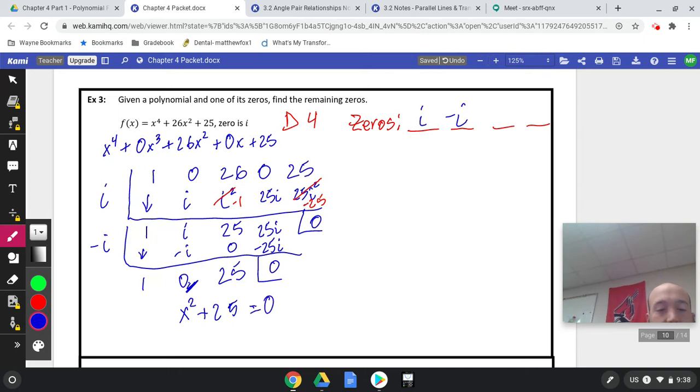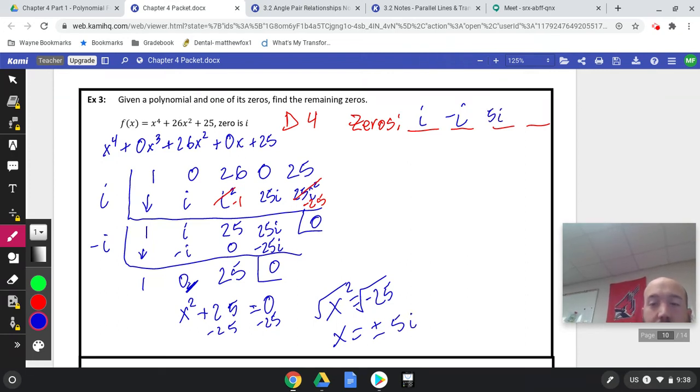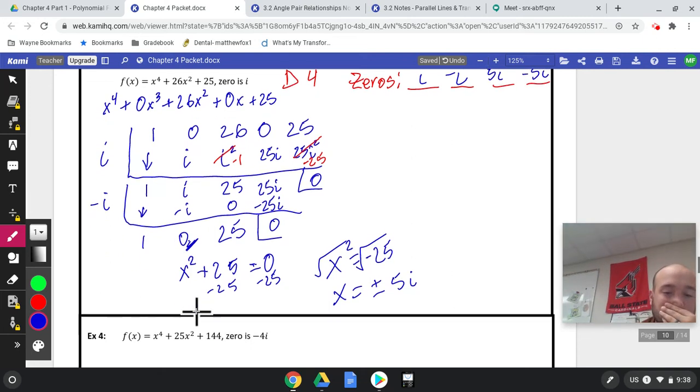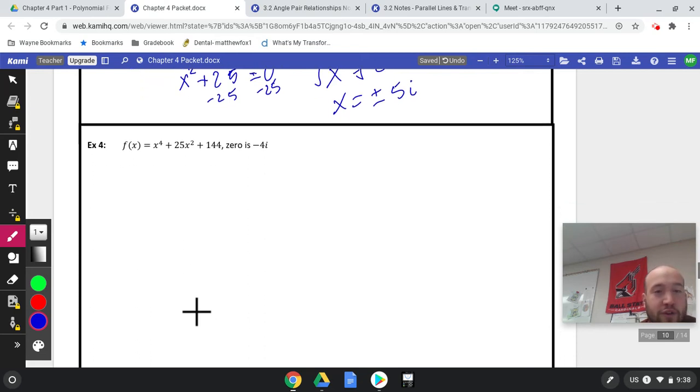Set that equal to 0. If we subtract the 25 over, we're left with x squared equals negative 25. We take the square root of both sides, and we're left with x equals plus or minus 5i. So right here, I'm going to put 5i and negative 5i, and I will be done. Once again, be careful here. Don't put x plus 25. It's x squared plus 25, because this 0 held the place of the x, which meant this one was an x squared.